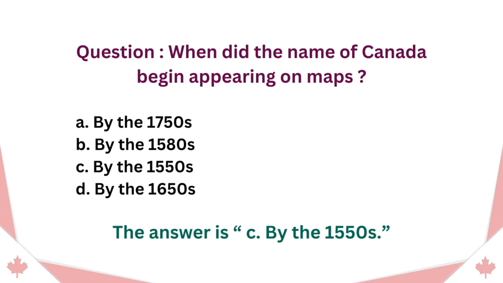Question. When did the name of Canada begin appearing on maps? A. By the 1750s. B. By the 1580s. C. By the 1550s. D. By the 1650s. The answer is C. By the 1550s.